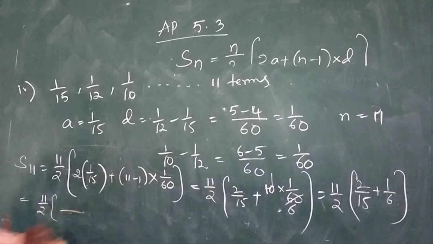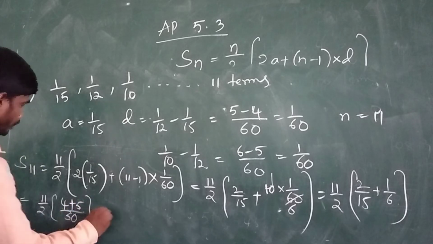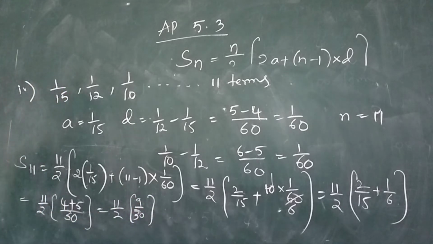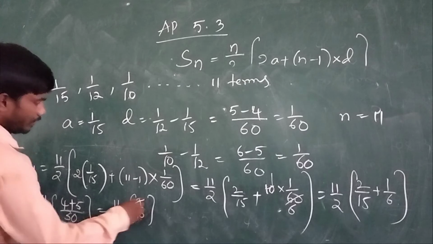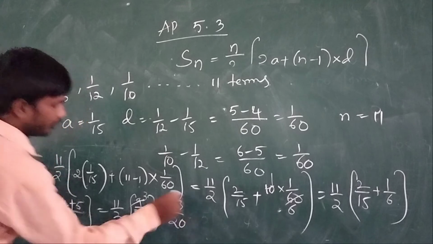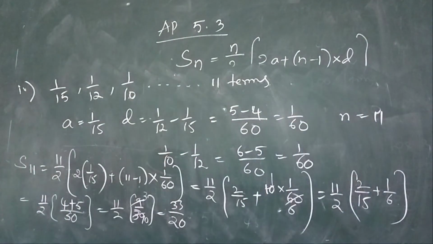Inside, the LCM is not 60, it is 30. Now 4 plus 5, so 11 by 2 into 9 by 30. Is there any chance for cancellation? Yes, 3 3s are 9 and 3 10s are 30. So 33 by 20 is the final answer.